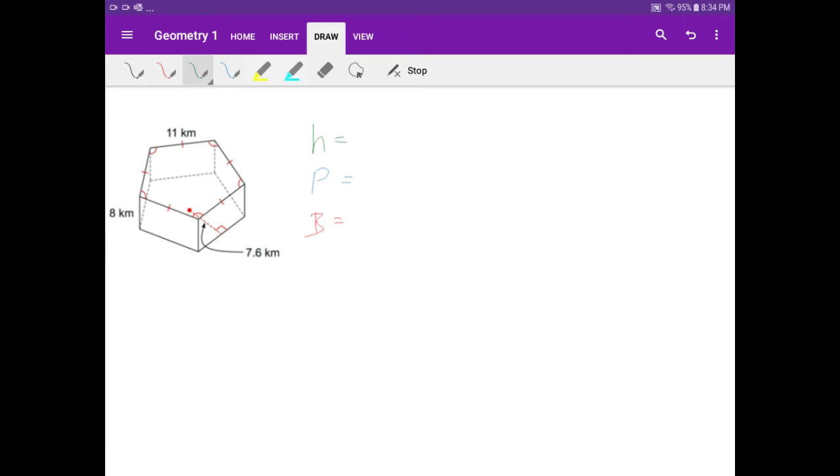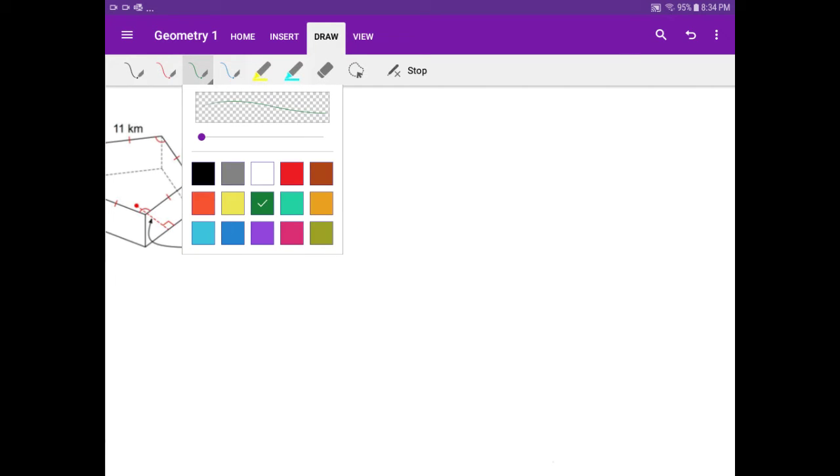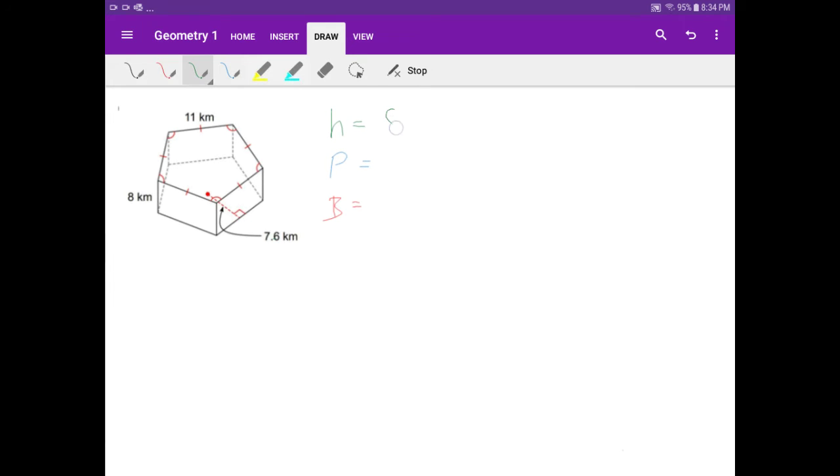Okay, so just from the picture, your height is 8. So we see in the picture, your height is 8 kilometers. Your perimeter, there's 5 sides, and each side is 11, so your perimeter is 55 kilometers.